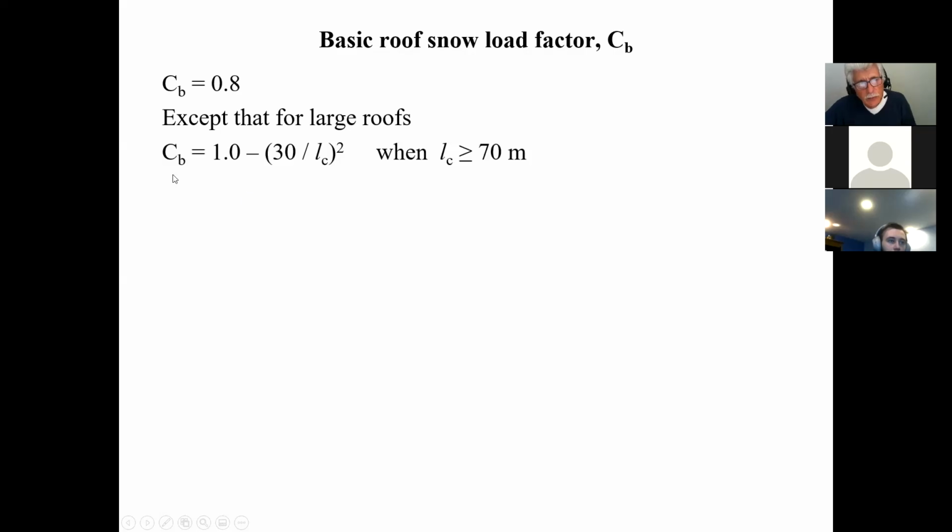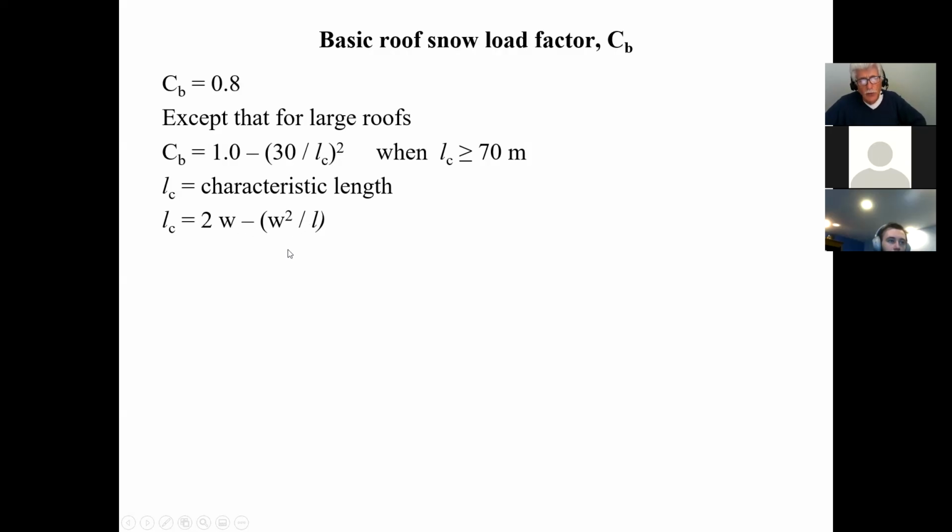Now, CB would be equal to this value here. In other words, 1.0 times 30 divided by LC squared, and that will become the value of CB, instead of 0.8, but only when LC, the characteristic length, is greater than 70 meters. Now, what's the characteristic length? Well, LC is the characteristic length, and LC is 2W minus W squared over L.